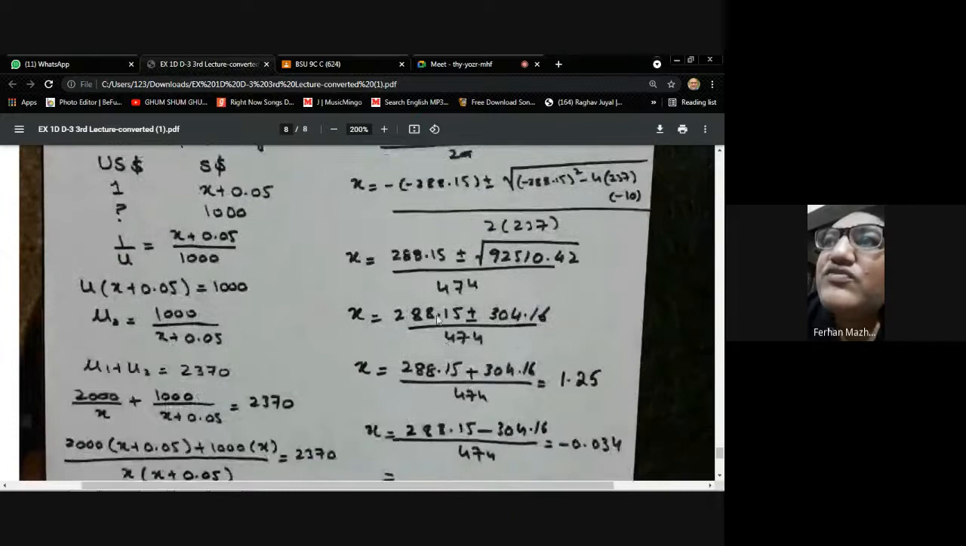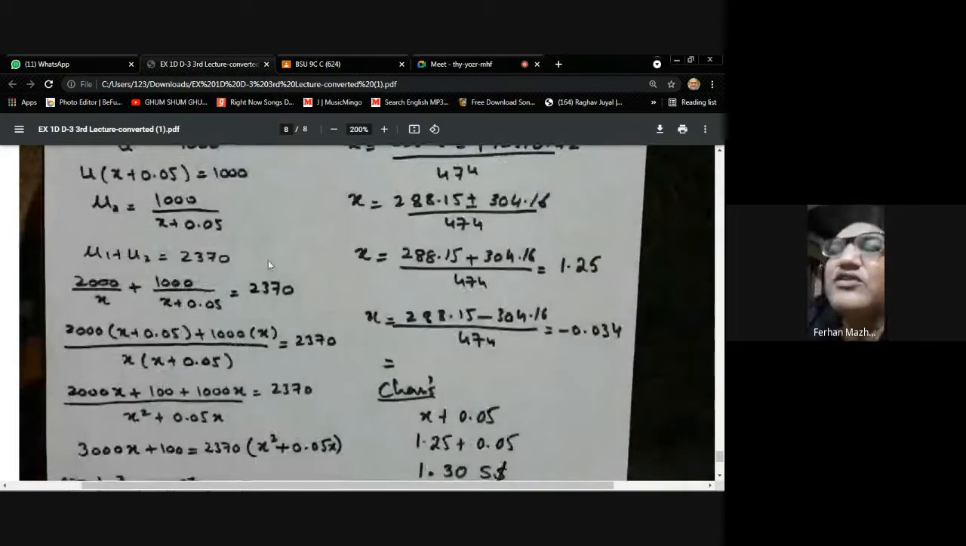Here we have two situations. Once I will go by the positive sign, that is 288.15 plus 304.16, divided by 474, and the final answer will be 1.25. The other situation is 288.15 minus 304.16, divided by 474, and that will give you minus 0.034. This negative value, I will neglect. I'm going with this positive value only.